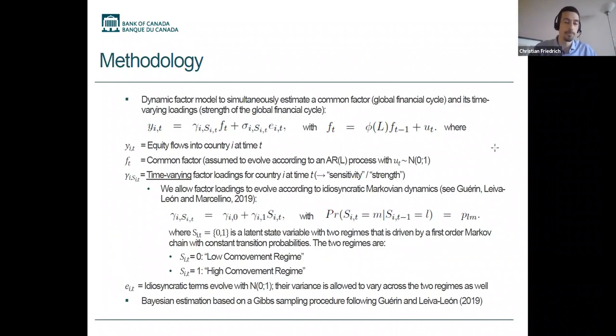Here we allow the factor loadings to evolve according to idiosyncratic Markovian dynamics, which is some work that my co-authors did with a third co-author. The key here is that we have this s_it, a latent state variable that has two regimes, and the switching between those regimes is driven by a first order Markov chain with constant transition probabilities. There's a low co-movement regime and a high co-movement regime. There's also an idiosyncratic term in the overall equation, the variance of which we allow to differ across the two regimes as well. And finally, we estimate it with a Bayesian method. That's also some work that my co-authors did.